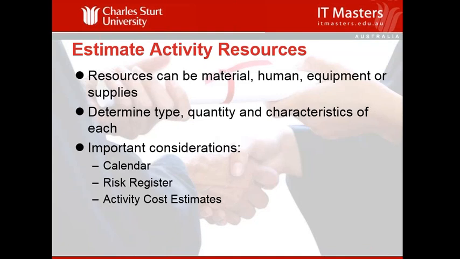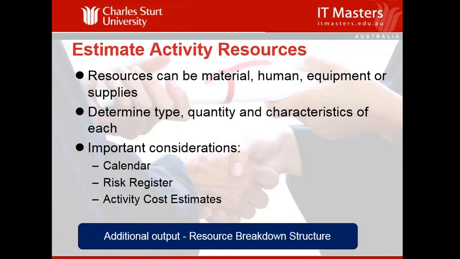And we need to consider the activity cost estimates, because if you find that maybe the cost estimates are a little bit high, you might go back and revisit your resources, and you might say, well, okay, instead of getting an expert consultant, let's see if we can get somebody internally to do this work. So the initial output from this, other than having the resources identified, is a resource breakdown structure.